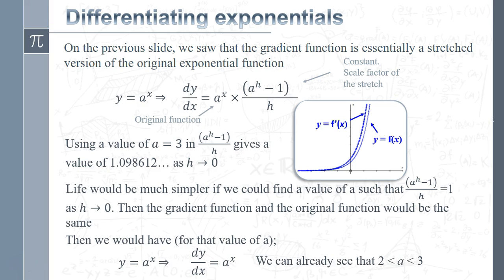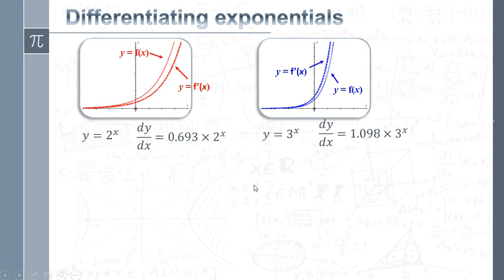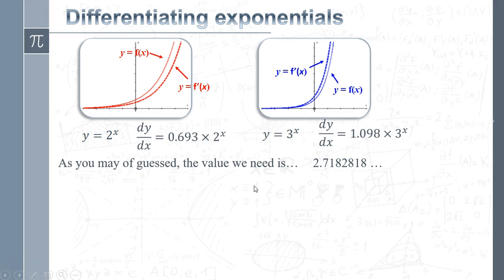And you can see that what we had previously, if you remember from the previous slide, when a equals 2, the value was like 0.69. So the gradient function was just below our curve. When a equals 3, it's 1.09, so the gradient function is just above it. You can probably guess where I'm going with this one. If a is going to be between 2 and 3, what we're going to get is that value there. That's the one that puts it right slap bang on top of itself again.